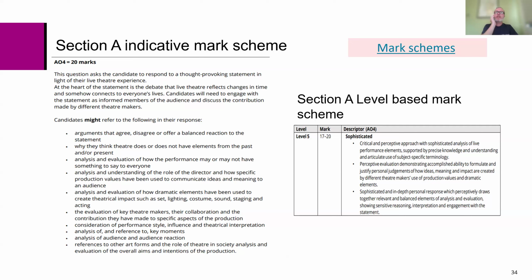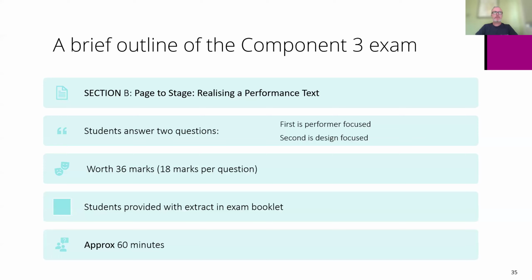You can see here that within the mark scheme, there's the indicative mark scheme, which gives examples of the type of things that students might refer to in their work. And then on the right-hand side, there's a level-based mark scheme. So this is the quality of what they've done. When you're having a look at past papers, it's really interesting to see the type of things that students can include. And as you can see here, candidates might refer to the following in their response, but if it's a reasonable point that the students made that's not listed, it will be given marks and will be considered. So there's a few choices there.